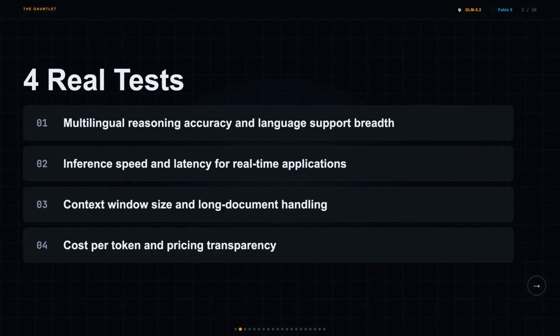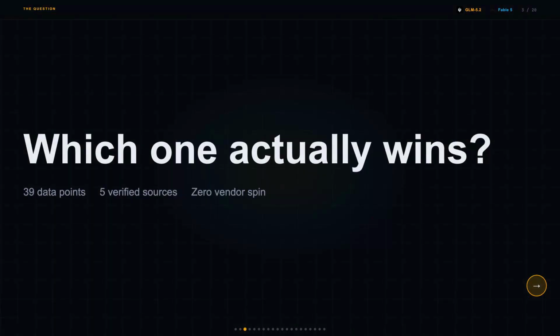I'm comparing these two across 4 real tests, pulling from verified specs and independent speed benchmarks, no vendor spin. GLM 5.2 sweeps almost every measured test, but there's one specific use case where Fable 5 might still be worth 11 times the price, and it's probably not the one you'd guess.